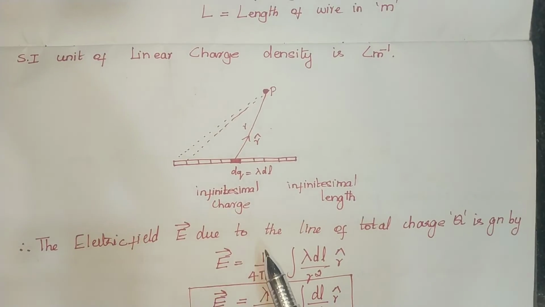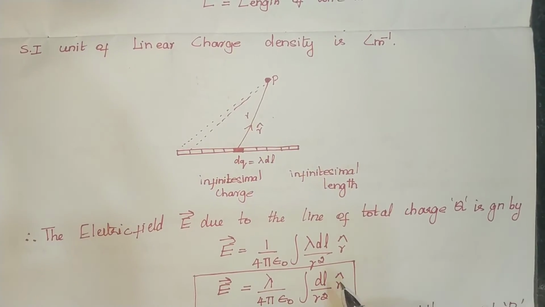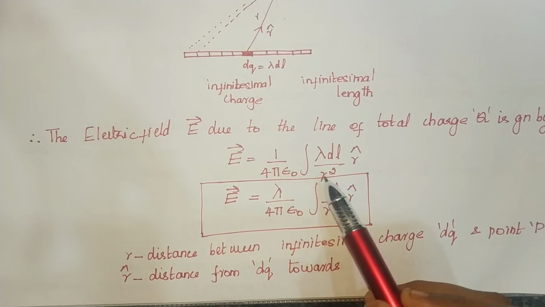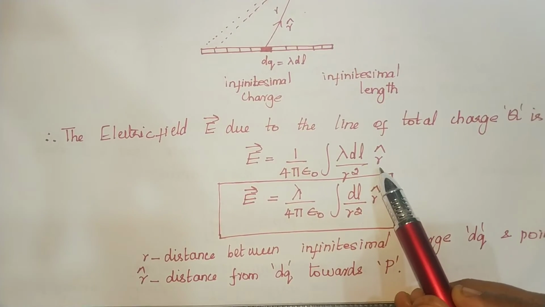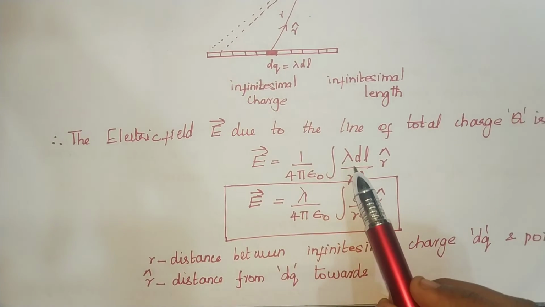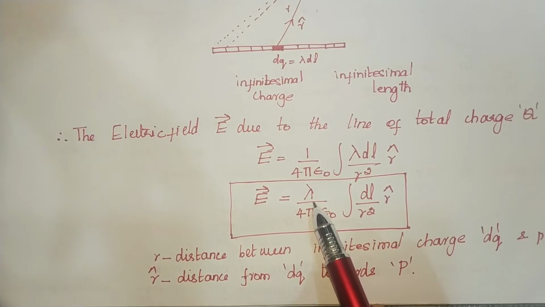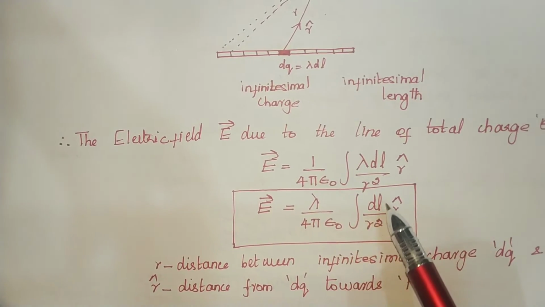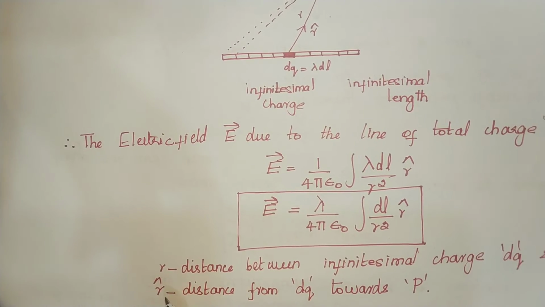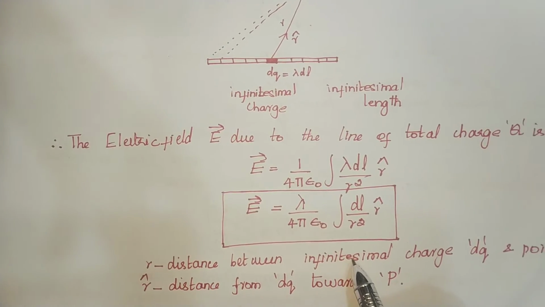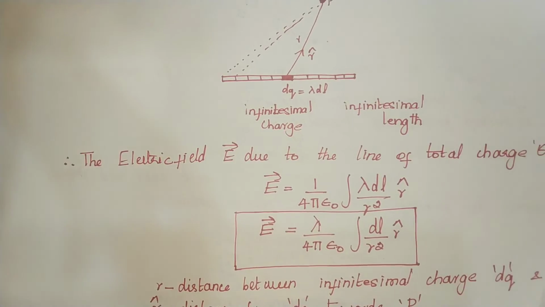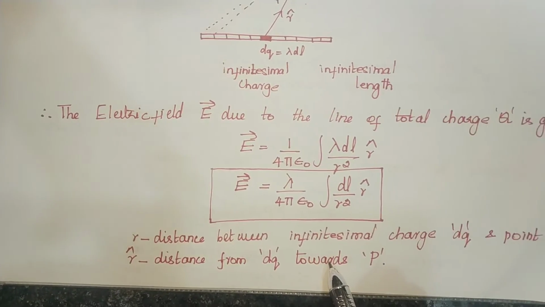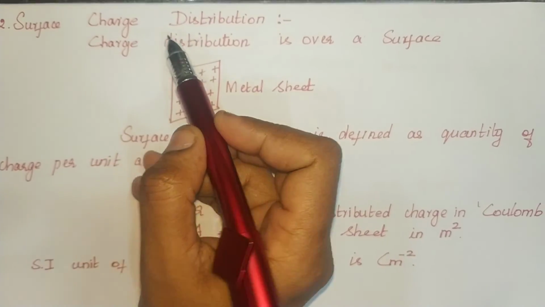Now the electric field E vector due to the line of total charge Q is given by E vector equal to 1 by 4 pi epsilon naught integral lambda dl by r square r unit. Here lambda is constant, so we take it outside. E vector is equal to lambda by 4 pi epsilon naught integral dl by r square r unit. Here r is the distance between infinitesimal charge dq and the point P, and r unit is the direction from dq towards P.